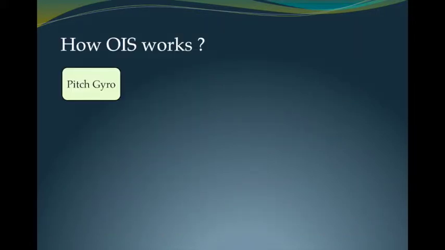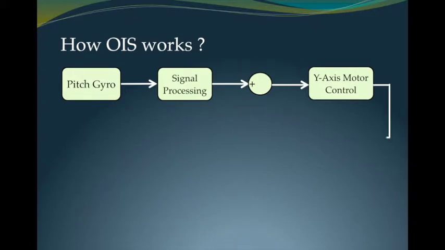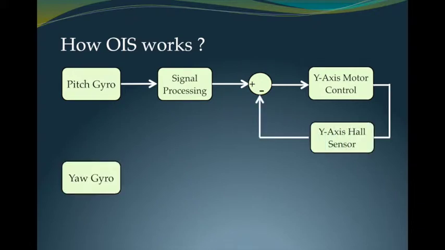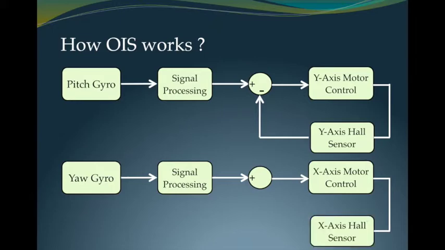Now we'll see how OIS works. Two gyroscopes are used, one to compensate for y-axis rotation and another for x-axis rotation. The gyroscope measures the movement of the camera and gives input to the microcontroller. Then the microcontroller processes the input and directs a signal to the motors. These motors move the image sensor, compensating for the movement of the camera. A Hall sensor is used for feedback to minimize the deviation of output from the input. A similar mechanism is used for wave gyro correction.